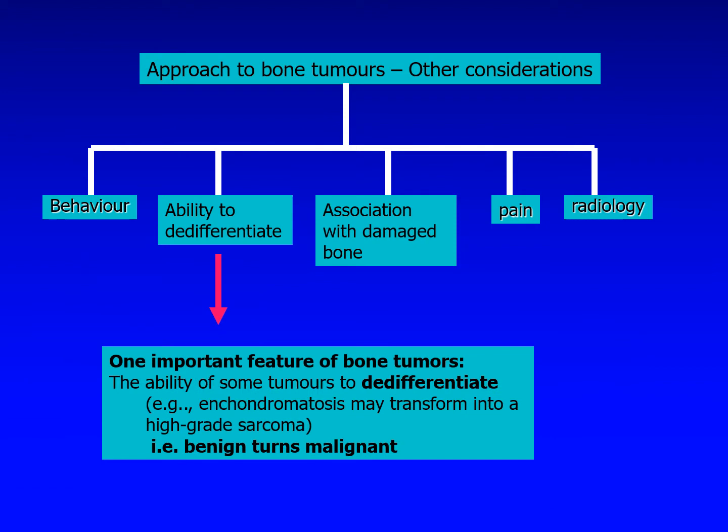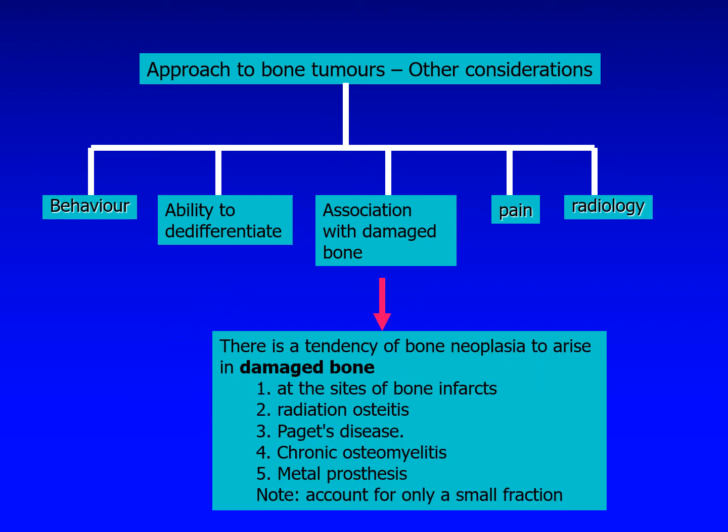One important feature of bone tumors is their ability to differentiate from benign to malignant tumor. This is called dedifferentiation. For example, enchondromas can transform into a high-grade sarcoma, or osteoid osteoma can transform to a chondrosarcoma. There is a tendency for bone tumors to arise in damaged bone, for example at the sites of bone infarcts, radiation osteitis, Paget's disease, chronic osteomyelitis, and even metal prosthesis. Note that this accounts for a small fraction of bone tumors.